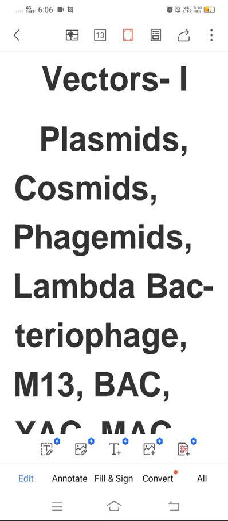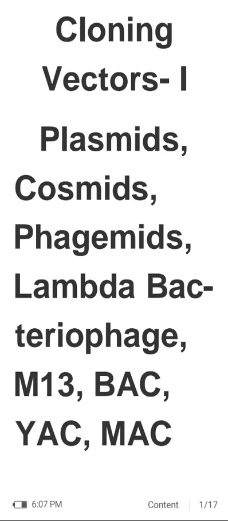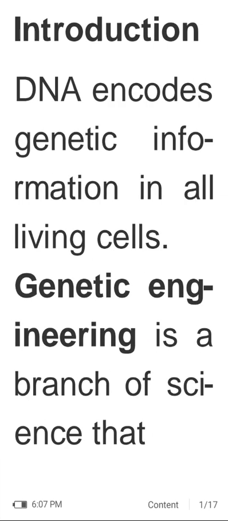Hello everyone, today we are going to learn about cloning vectors, some important aspects related to plasmids, cosmids, phagemids, lambda bacteriophage, and M13, BAC, YAC, which are short forms like yeast artificial chromosome, bacterial artificial chromosome, like that. So we will be learning about all these. Let's have an introduction about this topic.